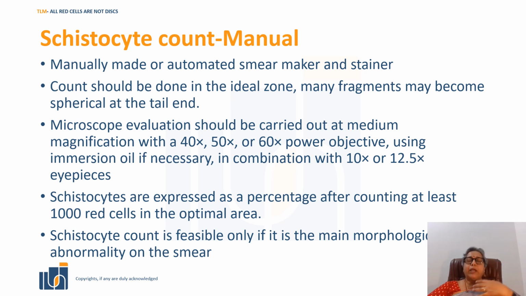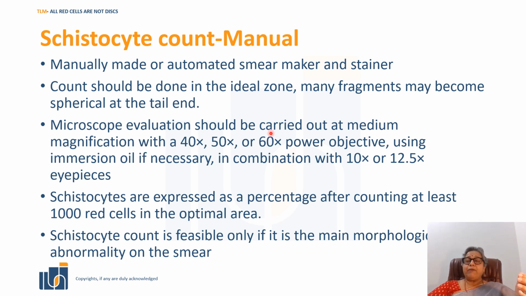We need to have some kind of a common method of reporting, and therefore comes the enumeration of schistocytes. There has been so much emphasis placed on the enumeration. You can either do a manual enumeration or it can be an automated enumeration. So you have a smear which is well stained. Now the smear can be made manually or by an automated slide maker, stainer, whatever, depending upon your particular laboratory. Now the count should be done in the ideal zone, as many fragments become spherical at the tail. This is what I referred to earlier.